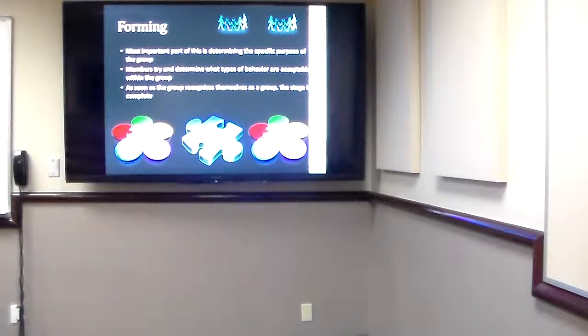Forming is when people determine the purpose of the group and why the group exists. Members determine where they fit, what types of behavior are acceptable. Can it be more informal? Can it be formal? And once the group recognizes themselves as a group and they see themselves as a group of people working together, then this stage is complete.